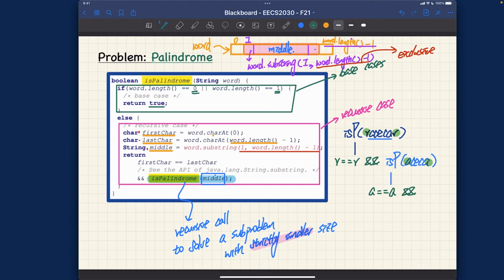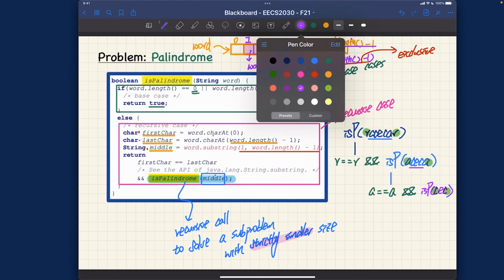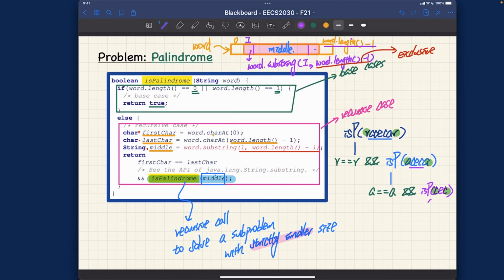And what about the next one? The next one will be, let me use maybe purple over here, CEC. So isPalindrome CEC over here, right? And how about this particular recursive call? Well, we're going to do something very similar, right? So we're going to look at the first and last character, which will be C and C. And this one here can boil down into C equals C.